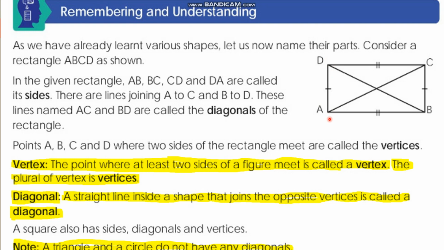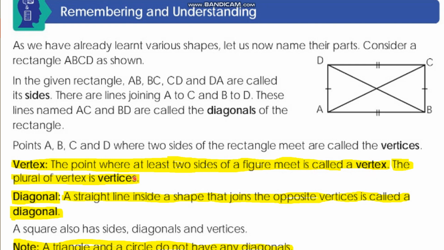What is a vertex? This is the corner. Okay children, vertex means corner. So a rectangle has 4 corners. Got it? So let's study vertex. The point where at least two sides of a figure meet is called a vertex.